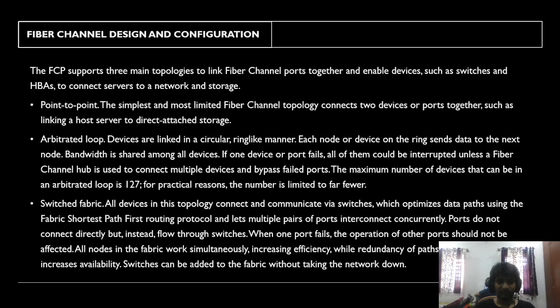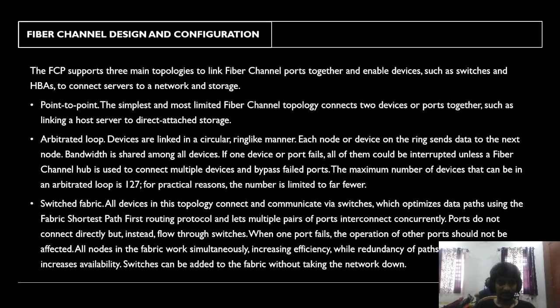Next is the fiber channel design and configuration. The FCP supports three main topologies to link fiber channel ports together and enables devices such as switches and HBAs to connect servers to a network and storage. So first is point-to-point. The simplest and most limited fiber channel topology connects two devices or ports together, such as linking a host server to a direct attached storage.